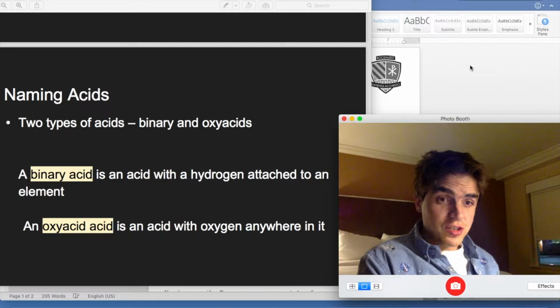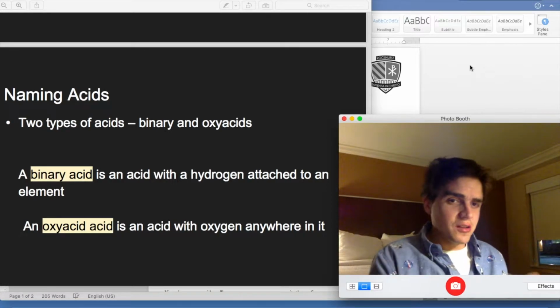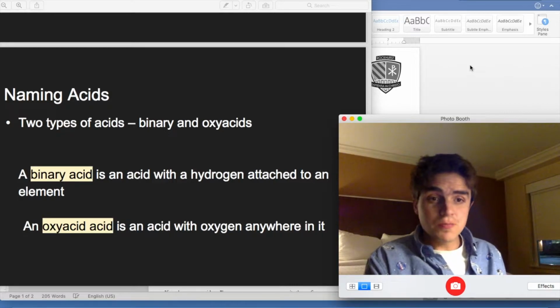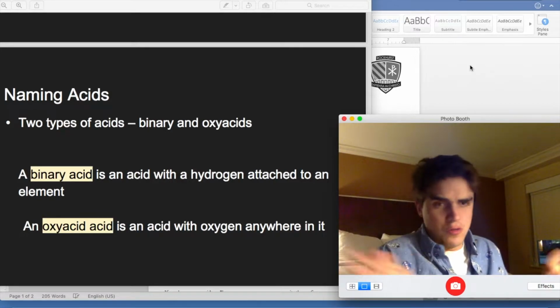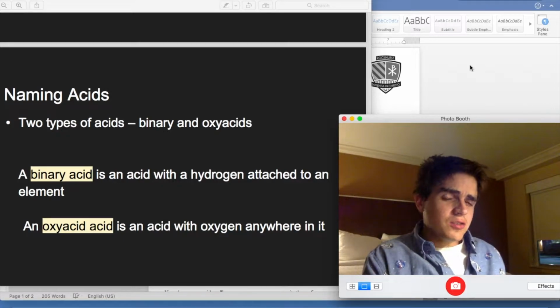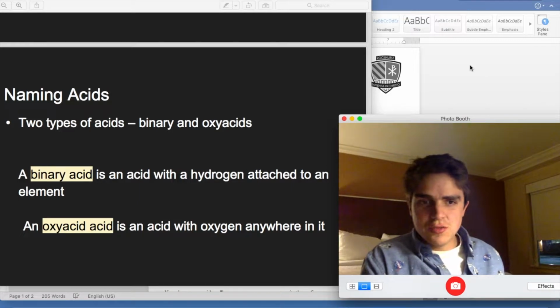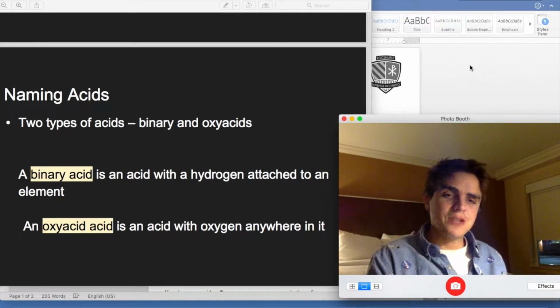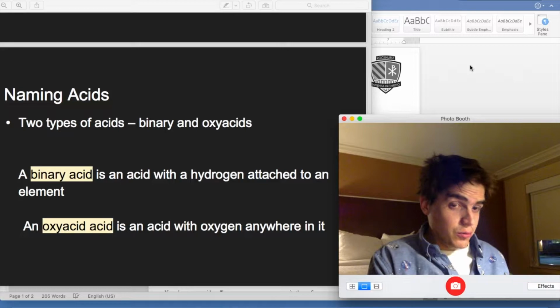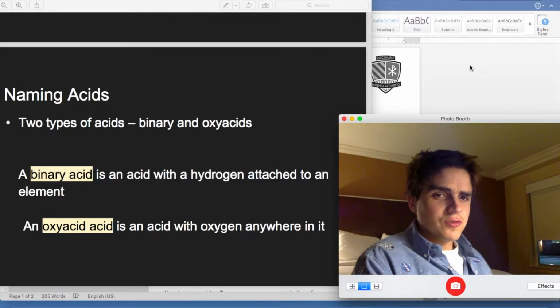Today is a lot easier. It's just about nomenclature, and we're really just learning how to name acids. Now, you've already done a lot of naming in my class, so it's not too bad. There's just two classes, and it's pretty straightforward. You'll also notice that I only said naming acids, not naming acids and bases, because you already know how to name bases with one exception, because they literally just follow the rules you learned in October. But acids, they have their own set of rules.